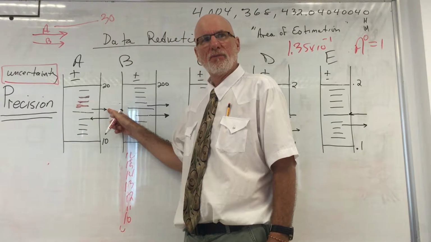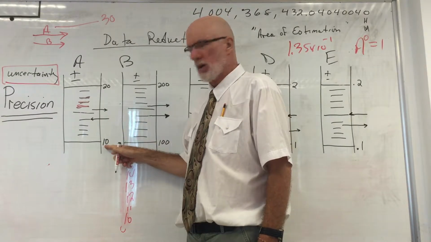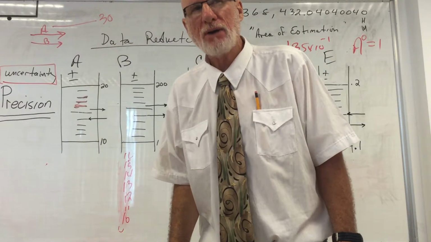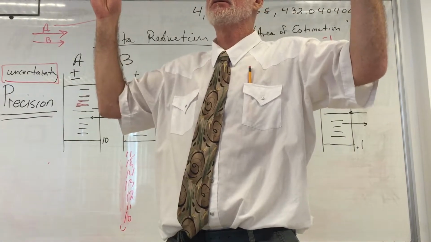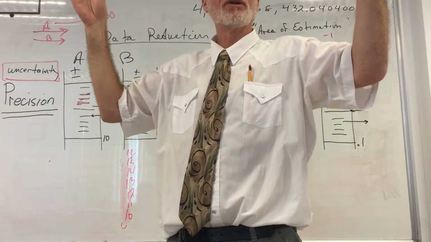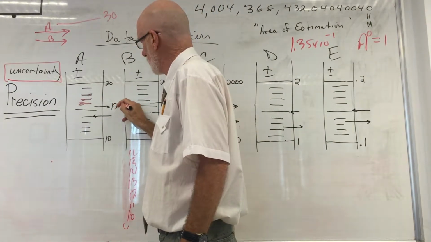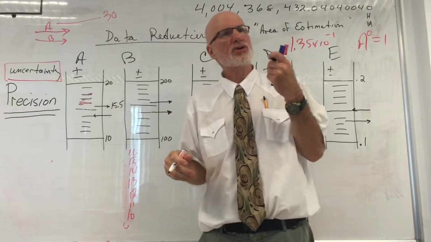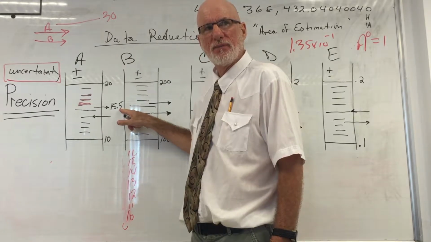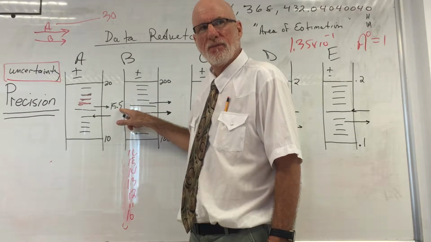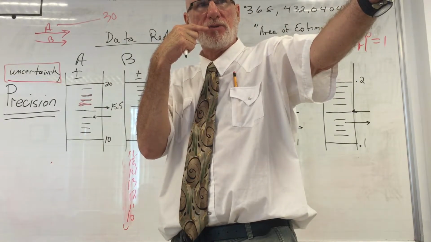What would you, Professor Serbia, what would you make that measurement out to be? 15 and a half. How would you write that in numbers, 15 and a half? 15.5. Wonderful. Brilliant. So what are you doing when you do that? Where does that 0.5 come from? Between 15 and 16.